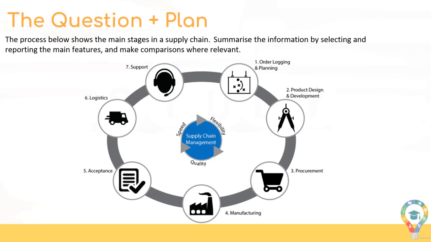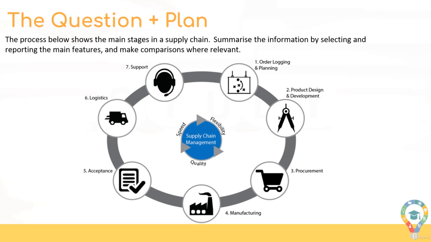So this is all about the process of a supply chain, creating some kind of product, and it seems to be dealing with customers as well. Let's take a look at the first stage. We have order logging and planning, and then it moves on to product design and development. We have procurement, then manufacturing, acceptance, logistics, and support.